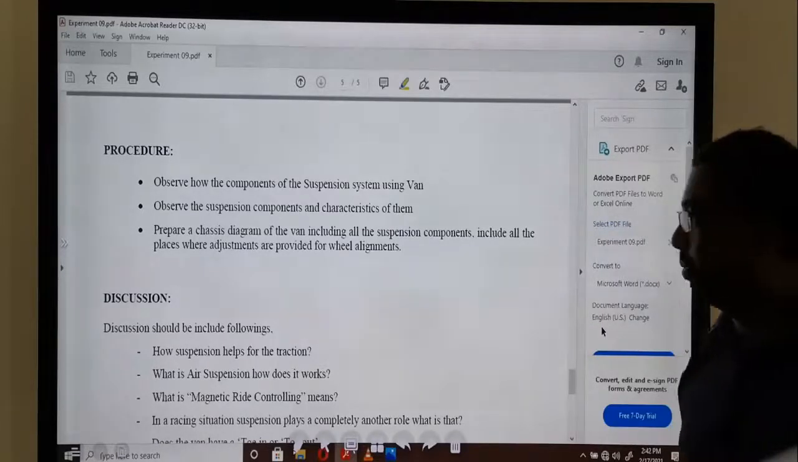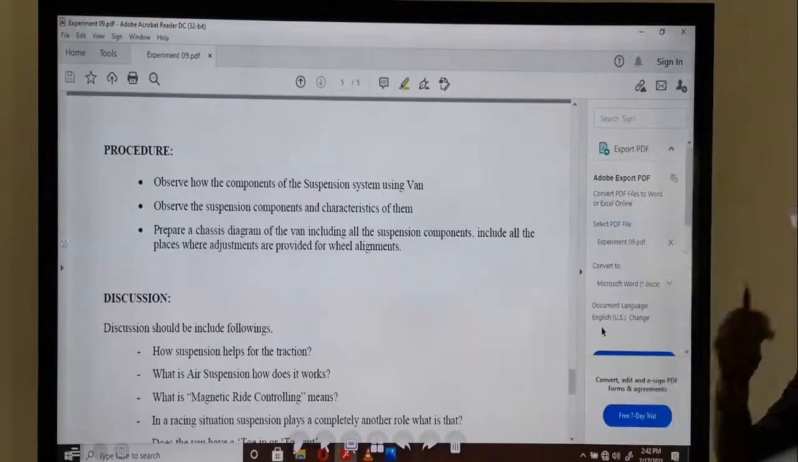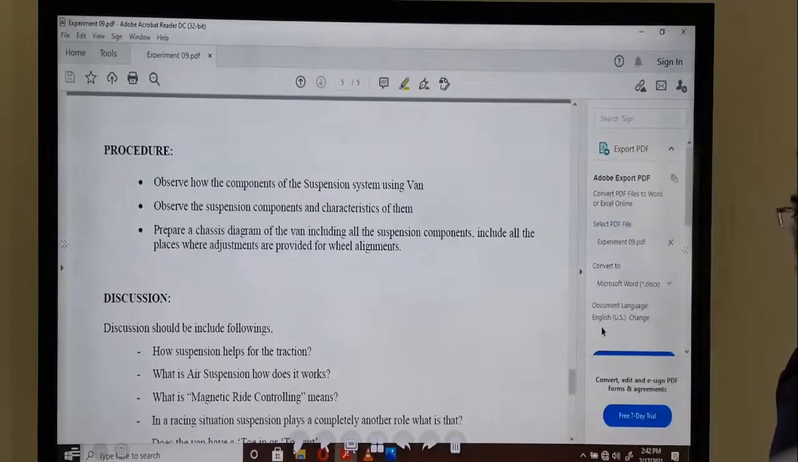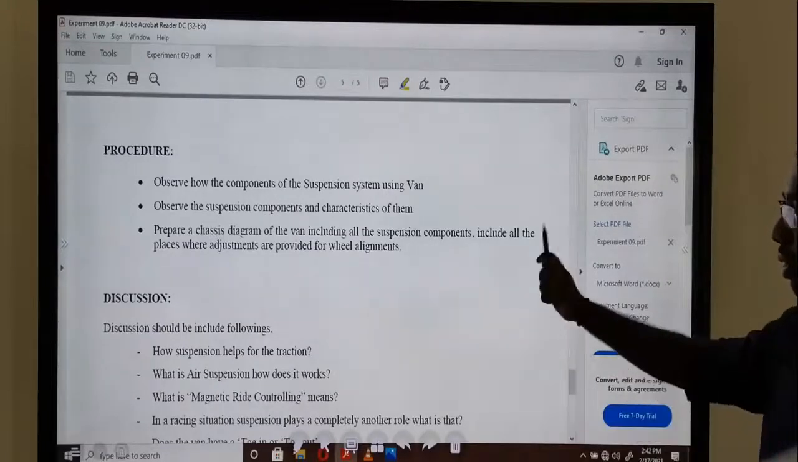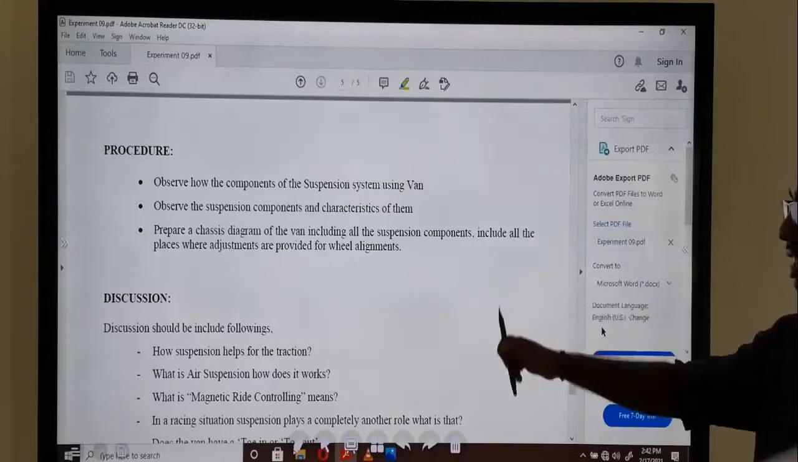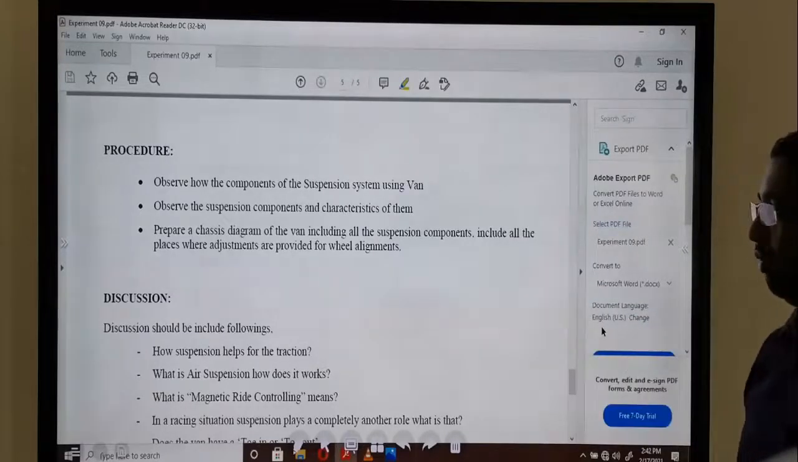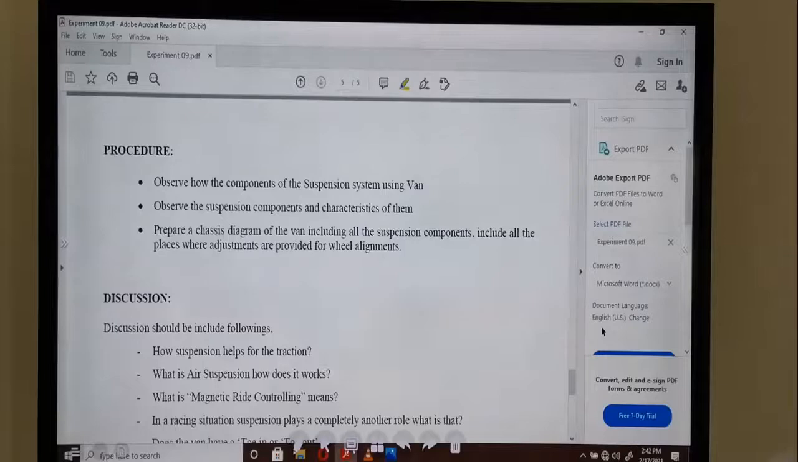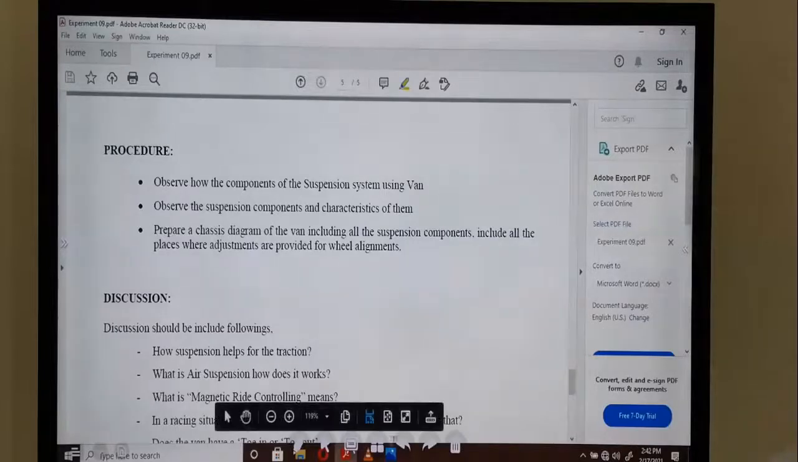Here you have to prepare a chassis diagram. You can search on the internet, where you will find diagrams including all the suspension components. Just search for the chassis diagram of a car or van, anything. Include all the places where adjustments are provided for wheel alignment. I already told you about the 3 wheel alignments in the previous class.